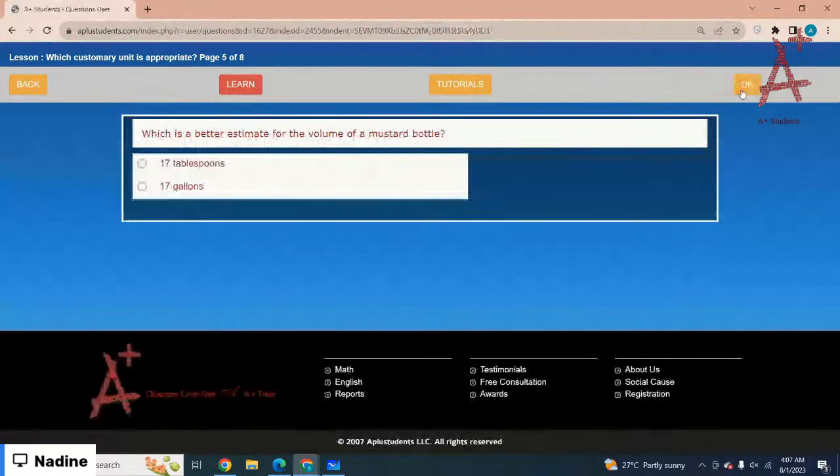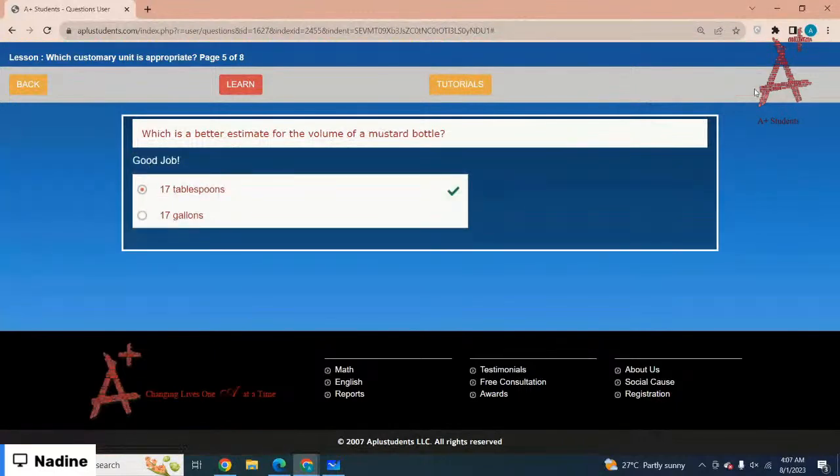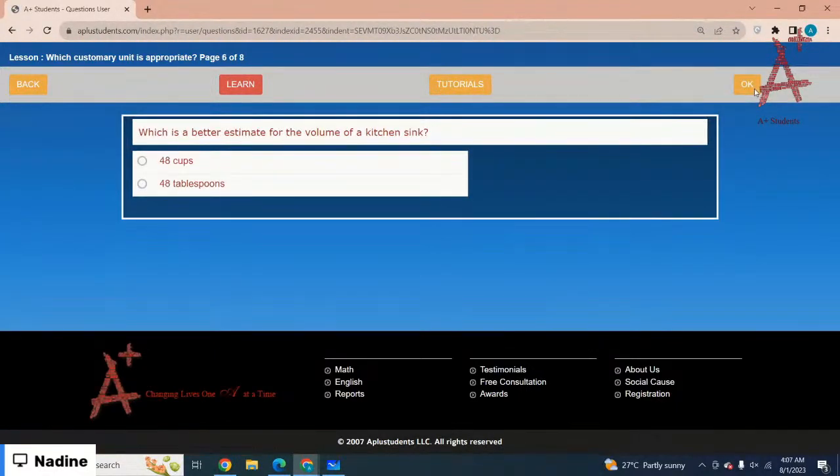Which is a better estimate for the volume of a mustard bottle? 17 tablespoons or 17 gallons? Which is the correct option? It would be 17 tablespoons, because 17 gallons is too much for a mustard bottle, right? So it would be 17 tablespoons.